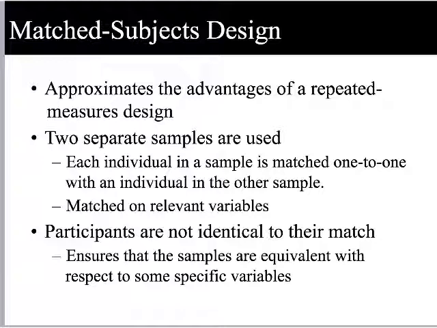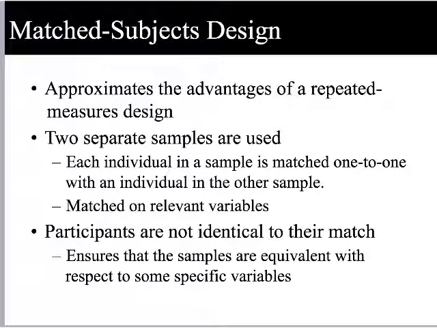So this would be a between subjects design in which each individual in a sample is matched one-to-one with an individual in the other sample. So, for example, we could match or control for gender across our two groups by making sure that we have equal numbers of males and females in a group. We could match people on relevant variables like age or IQ or various personality dimensions. But the problem is we can only match on so many dimensions.